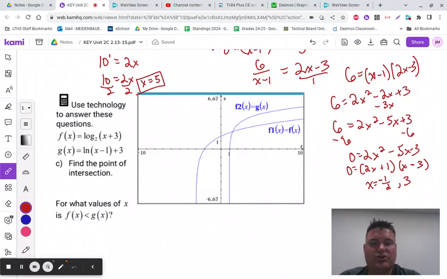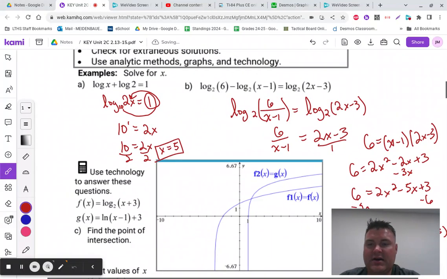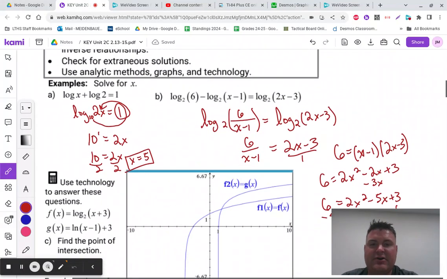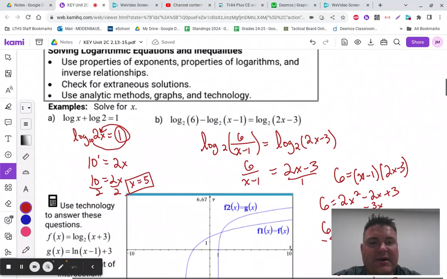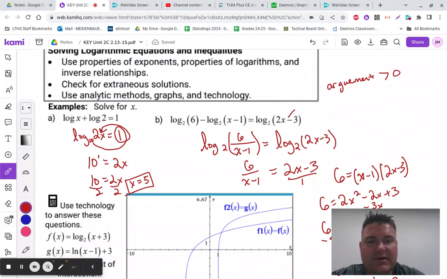Now, something I should have told you before, I neglected, is that logs have domains where the argument must be bigger than 0. So the argument must be bigger than 0. This is an argument right there. It needs to be bigger than 0. It needs to be bigger than 0.